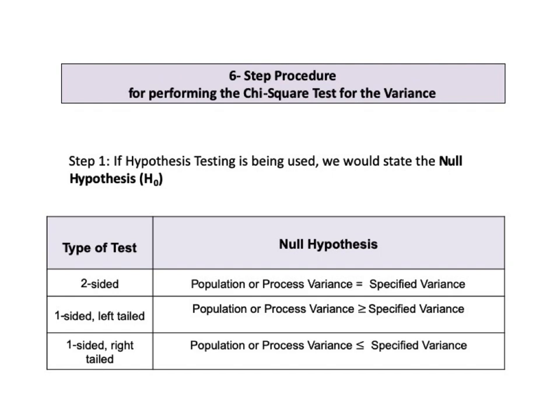For a one-sided left-tailed test, the null hypothesis states that the population or process variance is greater than or equal to the specified variance. For a one-sided right-tailed test, the null hypothesis states that the population or process variance is less than or equal to the specified variance.